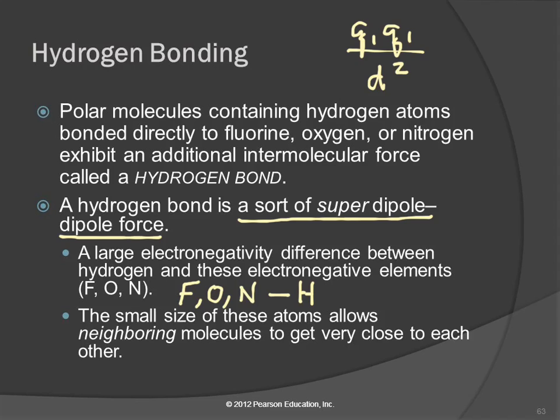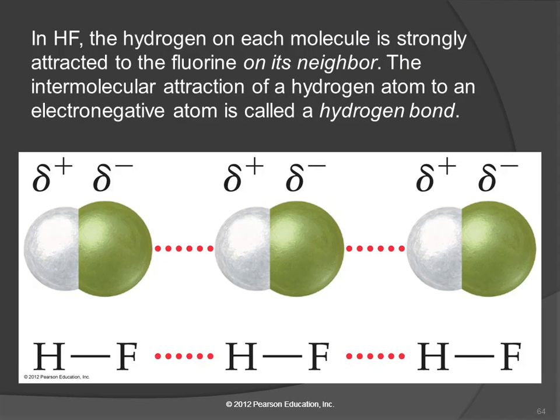The small size of the atoms allows the neighboring molecules to get very close to each other, and that helps with the strength. So here, let's look at hydrogen fluoride. Fluorine is the most electronegative element, and so this is a strong dipole.